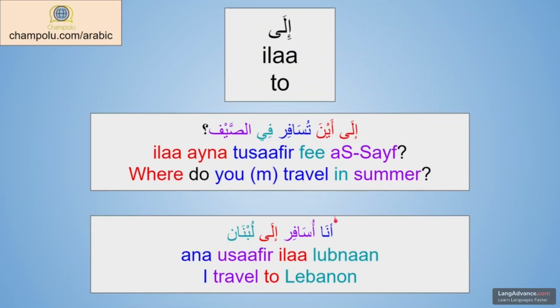And then the answer can be أنا أسافر إلى لبنان. I travel to Lebanon. So أنا is I, أسافر means travel, إلى to, and Lebanon is Lebanon.